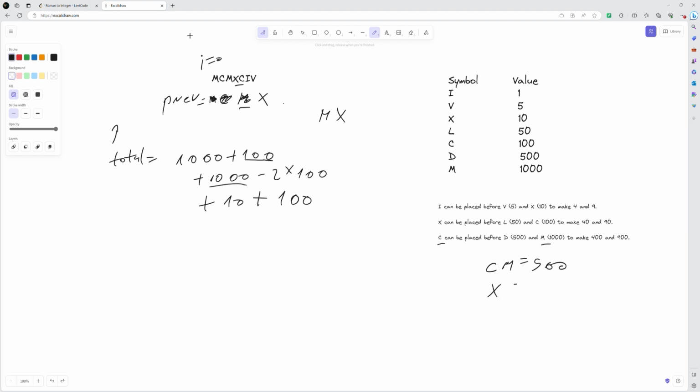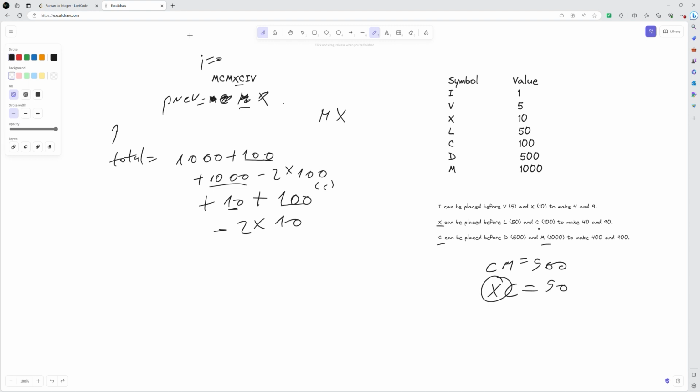So we have XC, and X can be placed before C. So this will be a valid subtraction, which equals 90, by the way. What we will do, we will basically decrement 2 times the effect of the previous character, which is 10. First time to cancel out this, and second time to actually subtract from the current character value, which is C. Next, we will move to the next character.